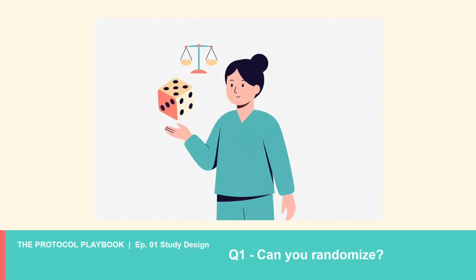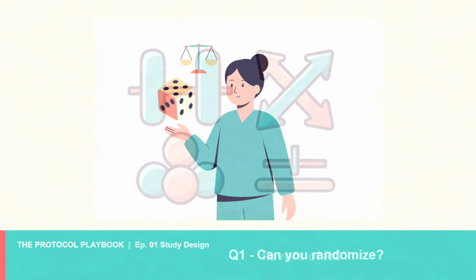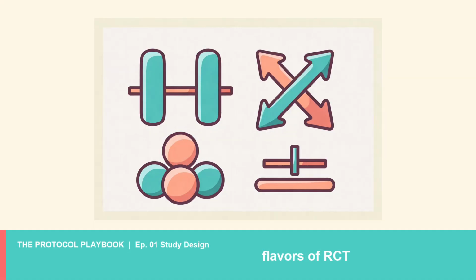Here's the shortcut your supervisor probably won't explain. Start with one question. Question 1. Can you randomize? Can you, ethically and practically, assign participants to an exposure or a control? If yes, you're in randomized trial territory. Parallel groups, crossover, cluster, non-inferiority, all flavors of the same thing.